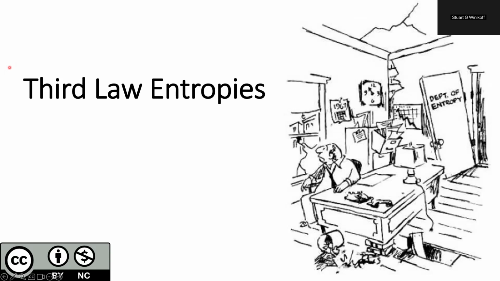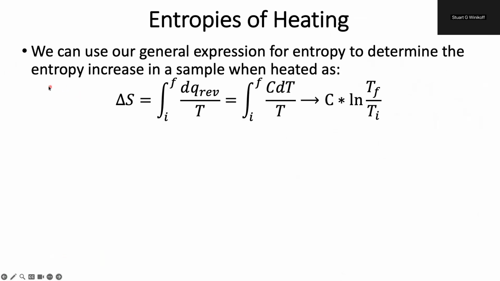So today we're going to be looking at one of the major differences between enthalpy and entropy. Because in entropy, it turns out it's actually possible to perfectly determine the absolute entropy of a system. That said, let's start by refreshing everything we've learned so far about looking at changes in entropy.